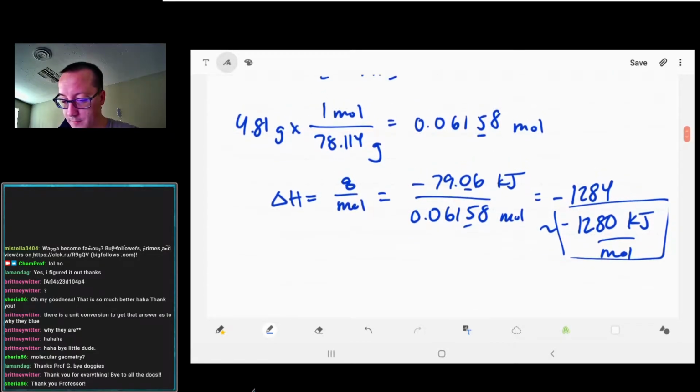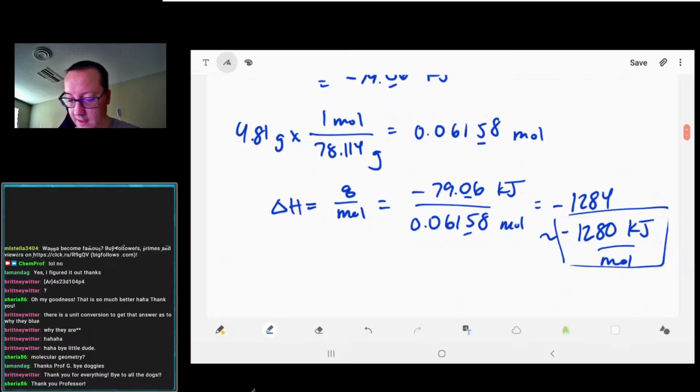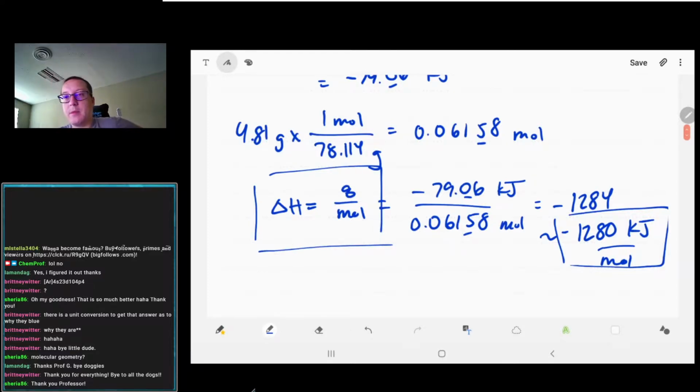So yeah, cool. And then to go from Q of reaction to delta H, we would use this sort of thing, depending on whatever moles you're asked for. All right, awesome. As always, if questions come up, go ahead and type them out. We'll see if we can go over more stuff.